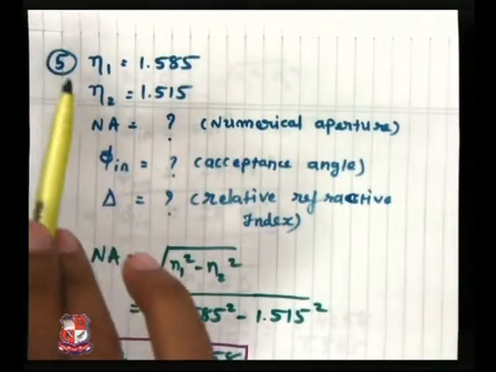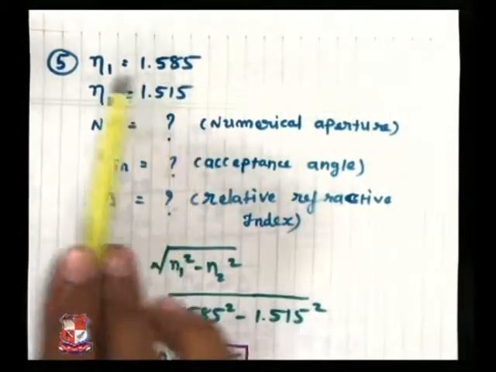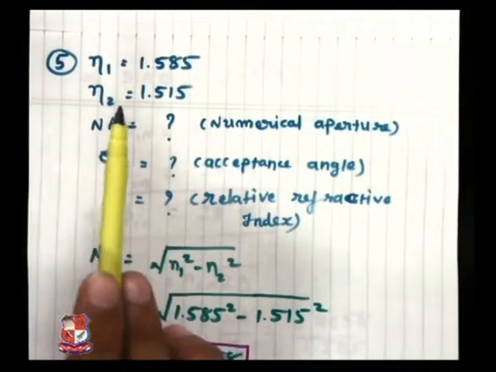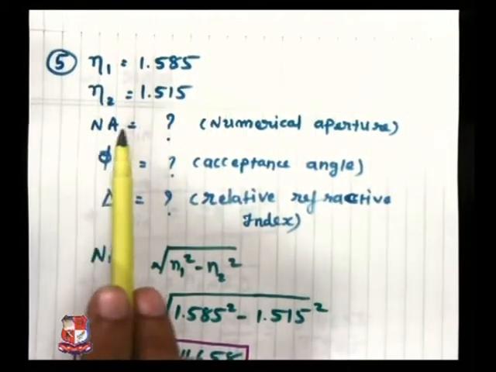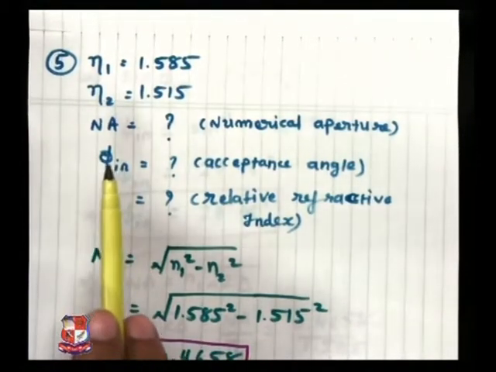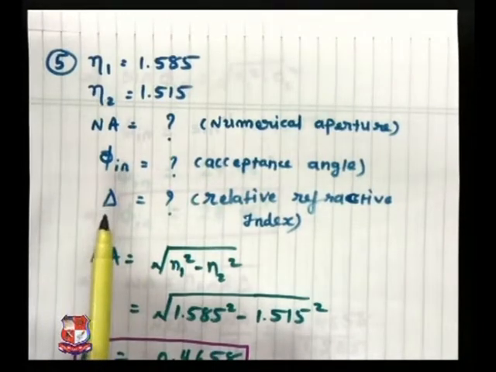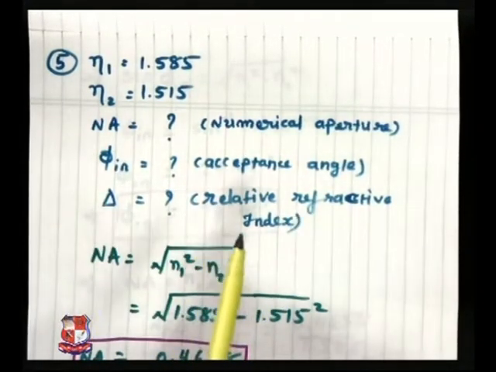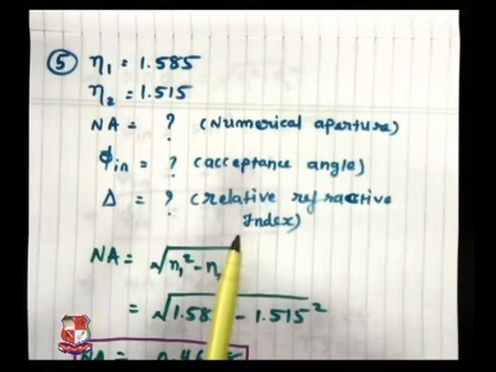So first of all, we should substitute the data in our paper. Eta 1 and eta 2 are the refractive indices, then numerical aperture, acceptance angle, and delta. Delta represents the relative refractive index.